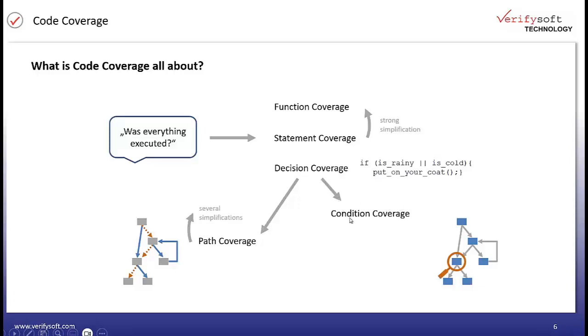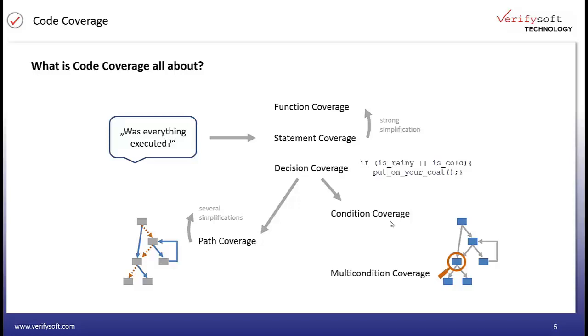The next stronger level is condition coverage. In condition coverage, it is checked whether every condition, that means every atomic part of a decision, was tested as true and as false during the test. So this is stronger than decision coverage.